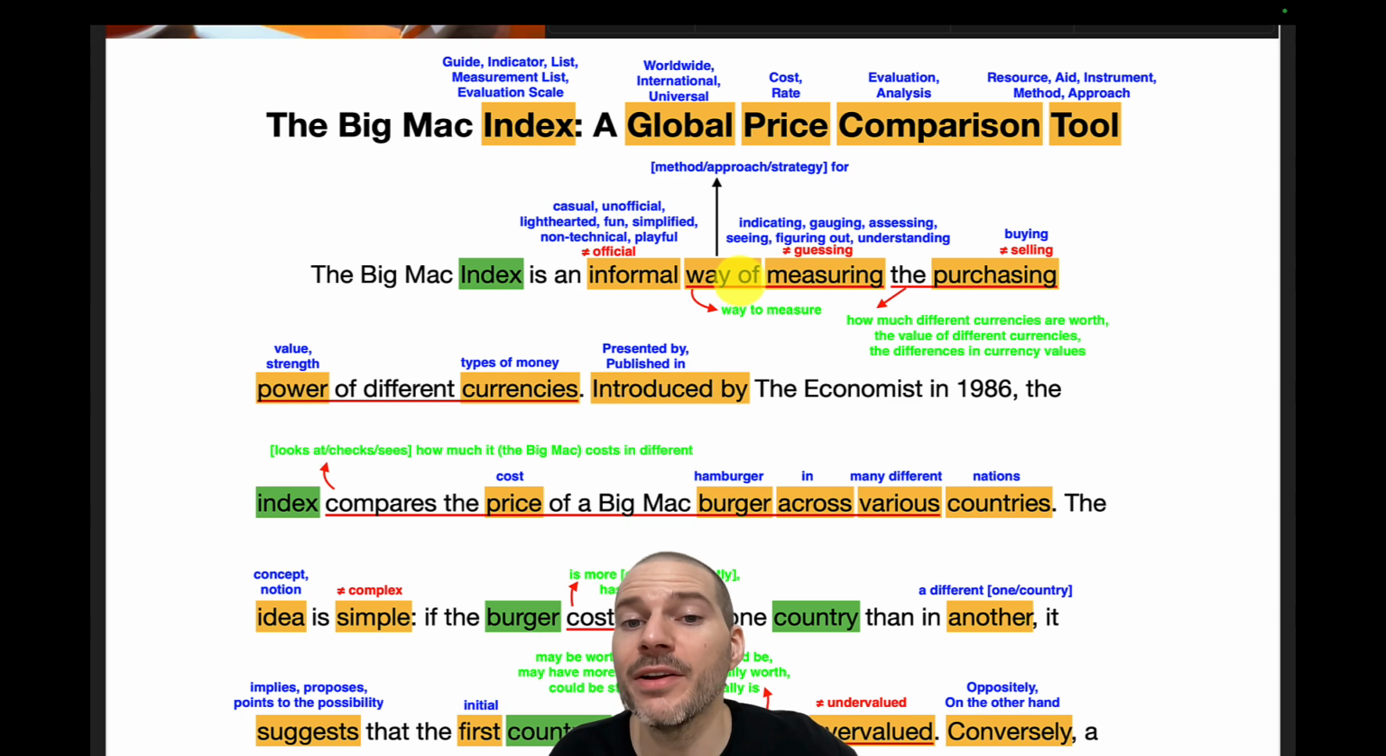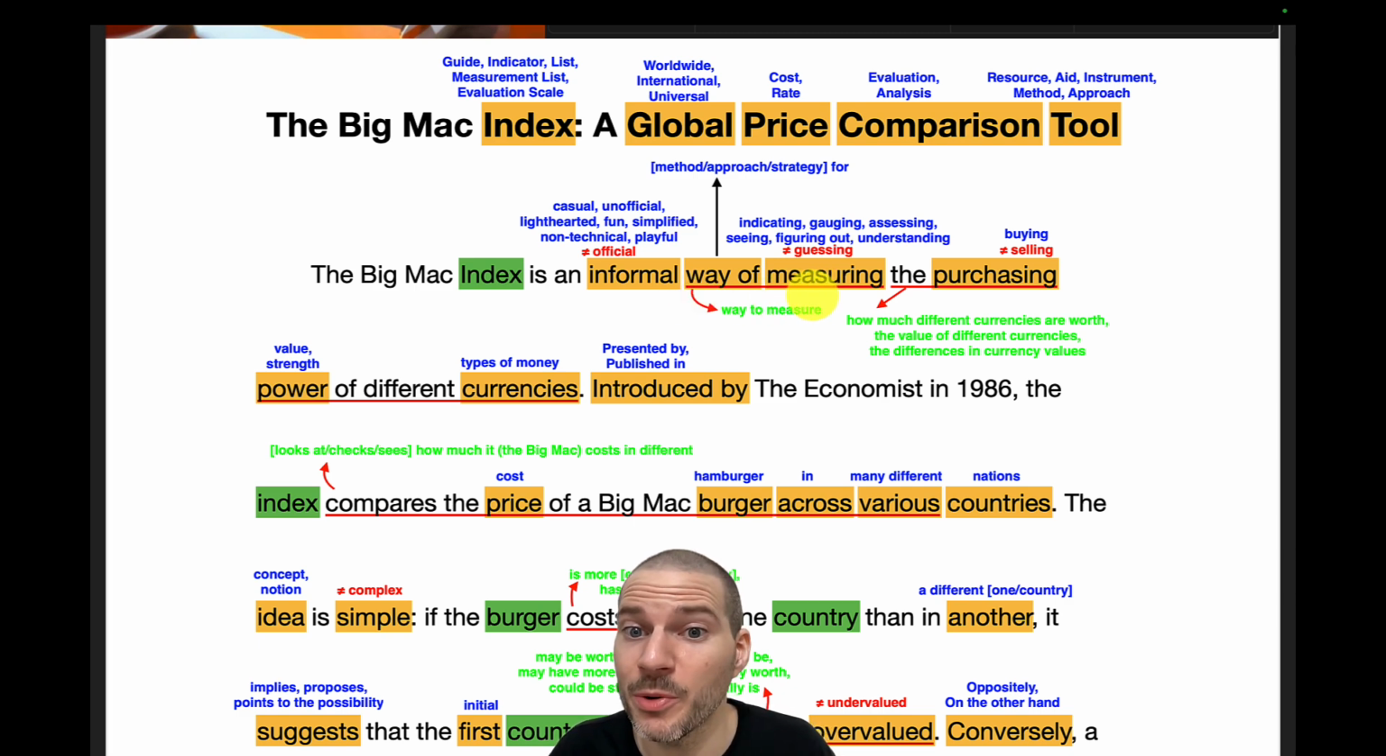Way of. Now here I wrote the synonyms. Method, for. So when I do this, you use the noun method and the preposition for. Any word I choose, you use with for. So again, method for, approach for, strategy for, measuring. So let's look at measuring. Indicating, gauging, assessing, seeing, figuring out, or understanding. The antonym here would be guessing, because you can see the prices on the list. You don't have to guess.